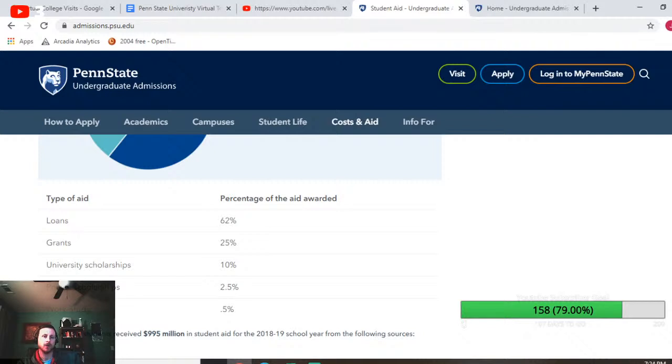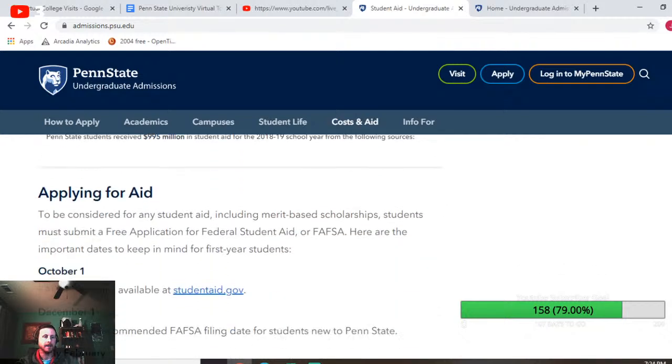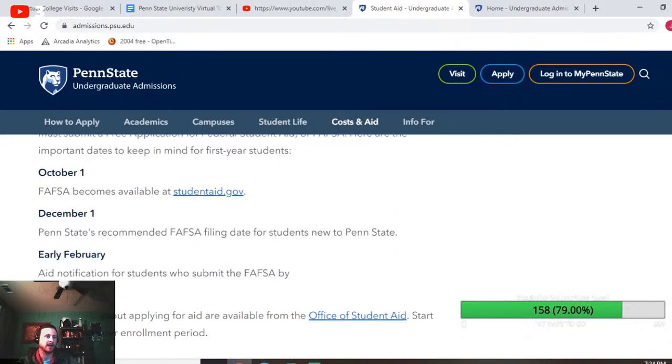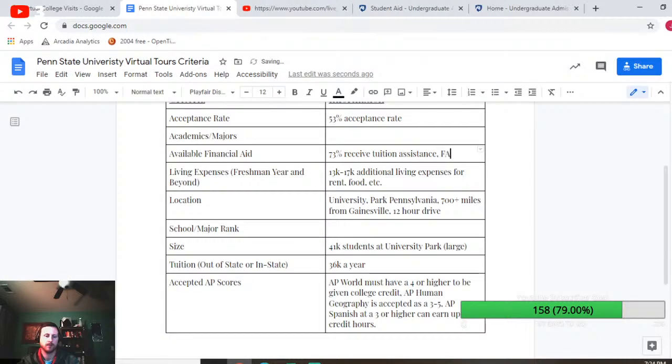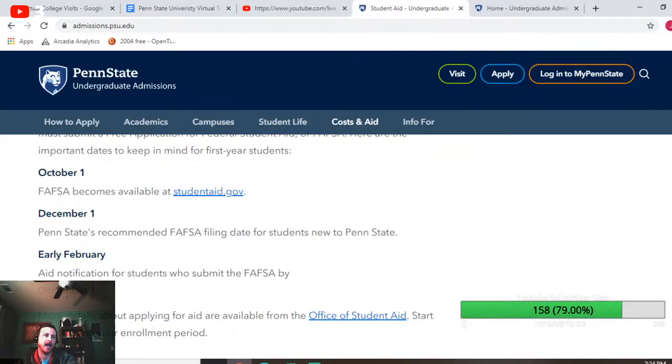So looks like loans are the primary way in which they give aid. They've got 25% for grants, 10% for university scholarships, private scholarships, work studies. Looks like you can apply for aid. So FAFSA is accepted. FAFSA is going to be based on how much your parents make each year. So typically, if your parents generally make a decent amount of money, you're not really going to be eligible for something like FAFSA.